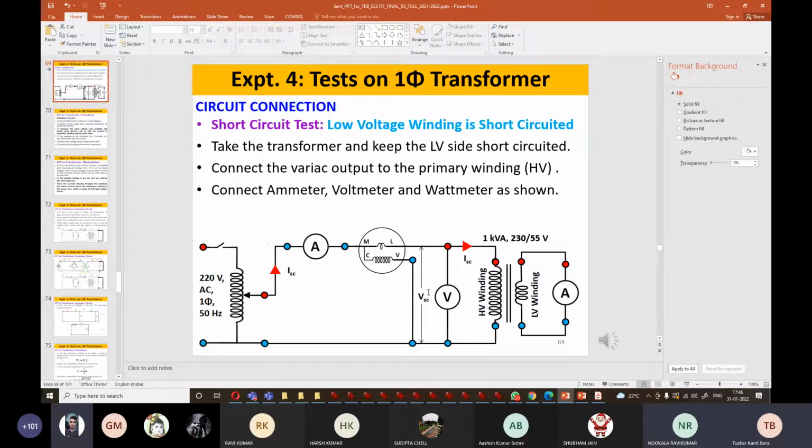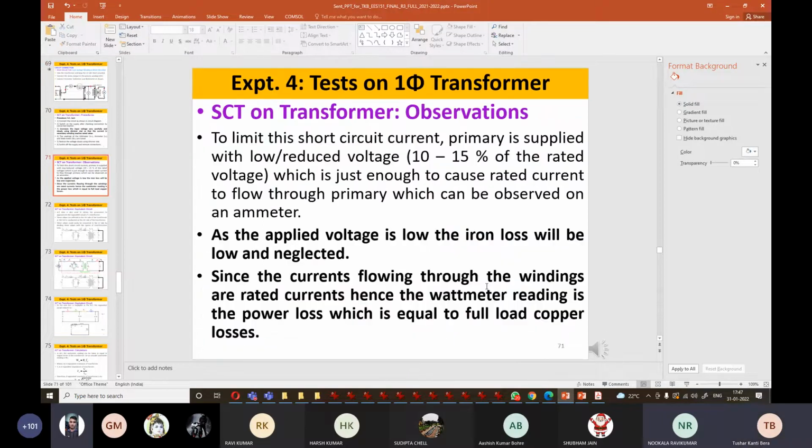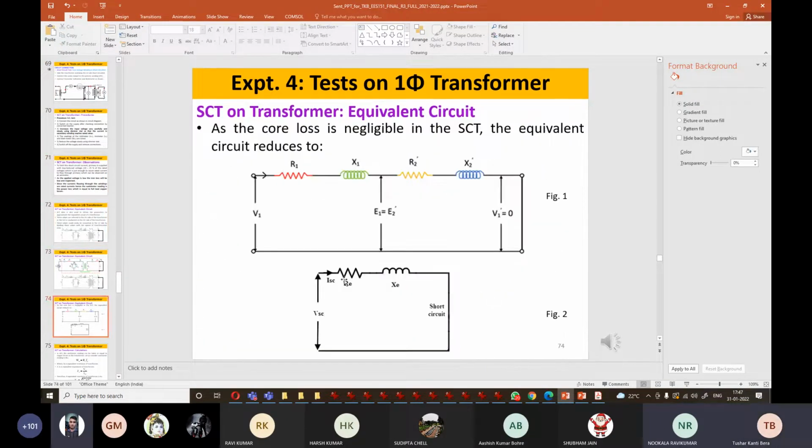So we are getting this voltage at the short circuit condition, and we are getting current at the short circuit condition. Now the impedance of this winding is R plus jX, so this is the total impedance. The square root of R square plus X square will be only the impedance magnitude.